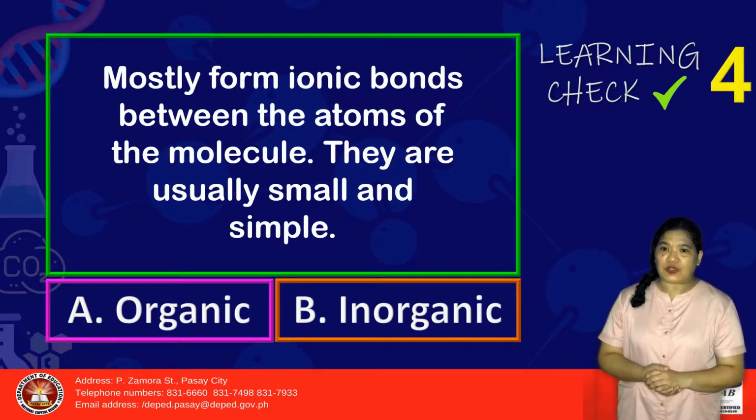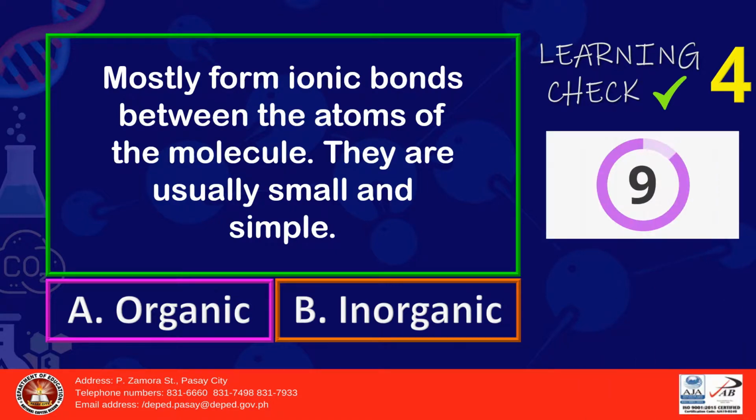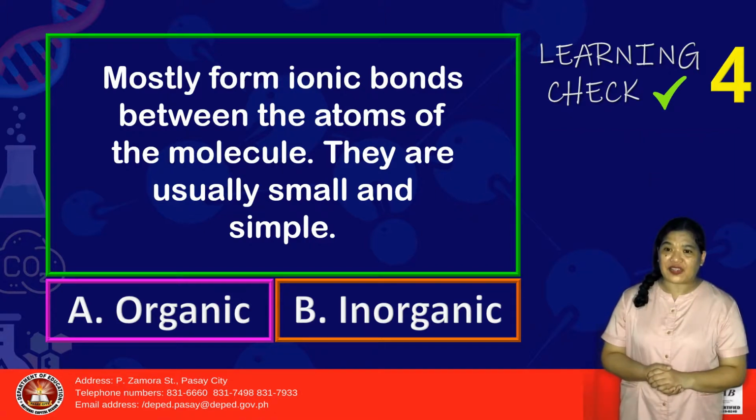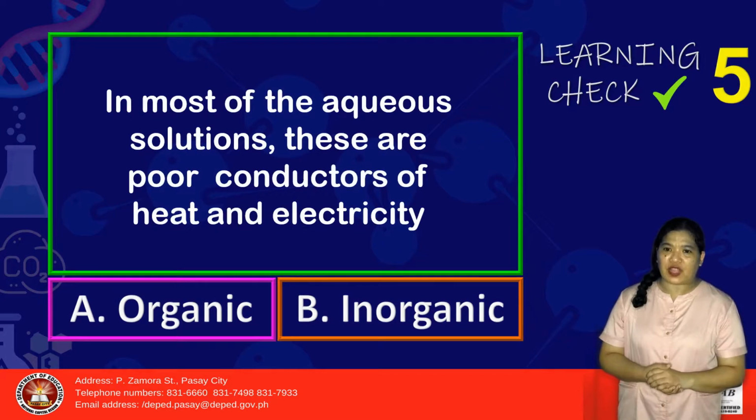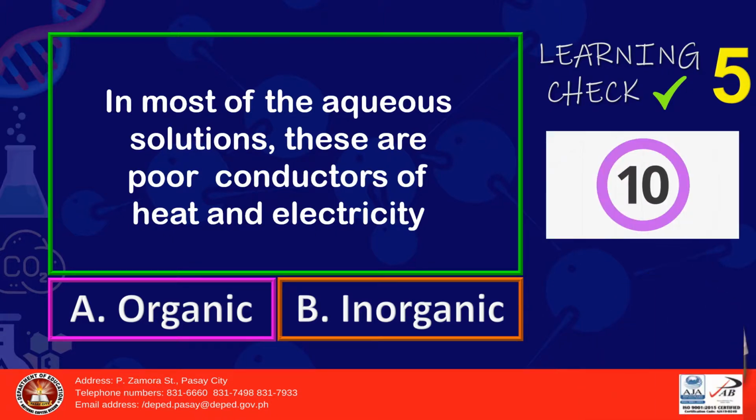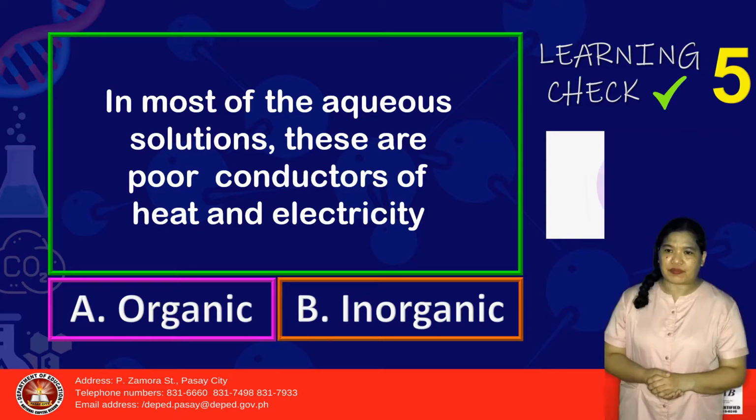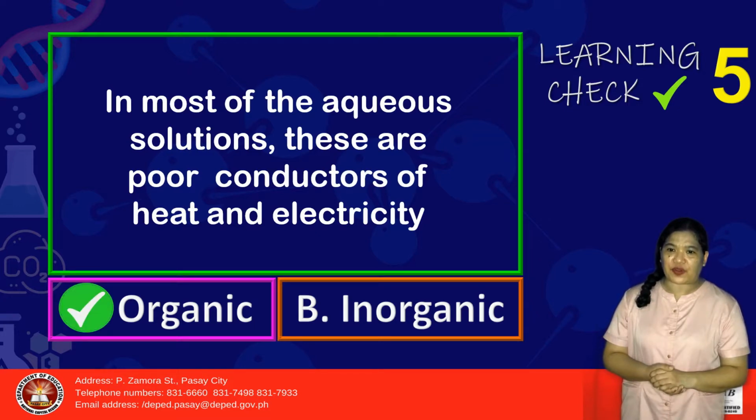Learning check number 4. Mostly form ionic bonds between the atoms of the molecule. They are usually small and simple. Time starts now. Time is up. The correct answer is letter B, inorganic compound. Learning check number 5. In most aqueous solutions, these are poor conductors of heat and electricity. Time starts now. Time is up. The correct answer is letter A, organic compound.